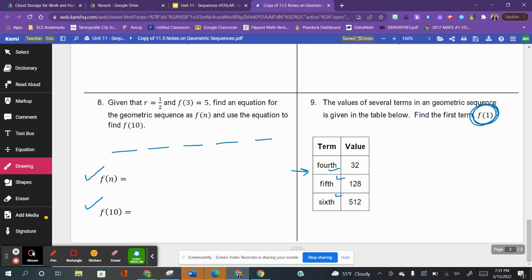All right, so you're going to do the best that you can to finish the back side of this page and be ready to ask questions tomorrow.